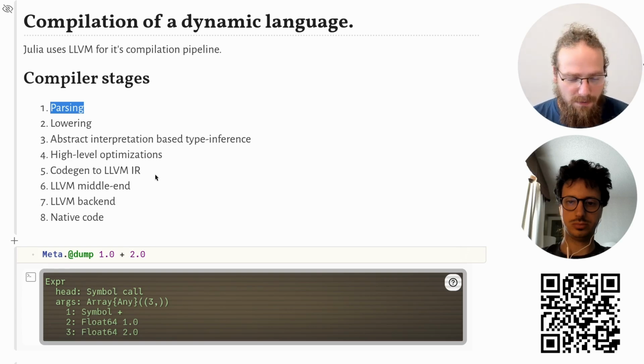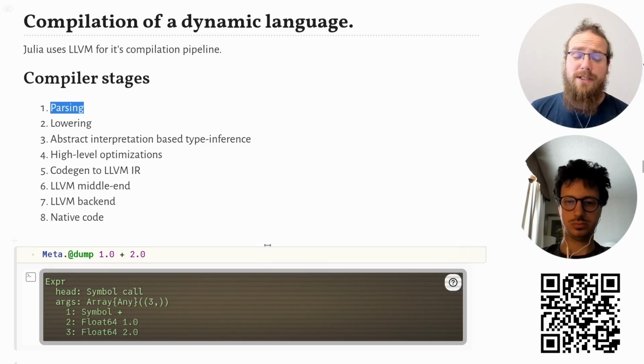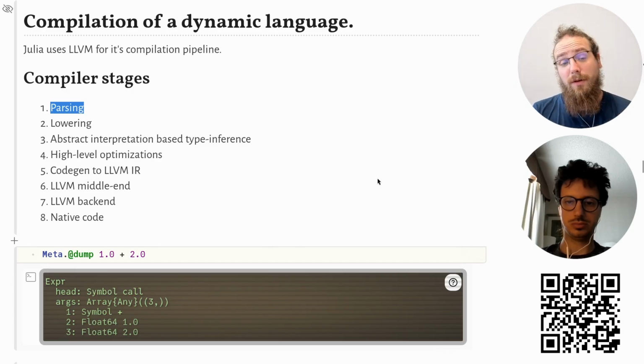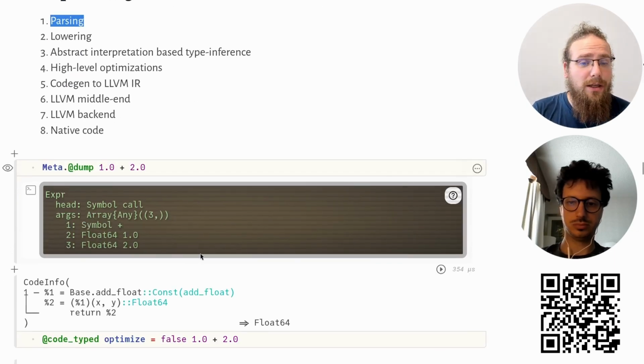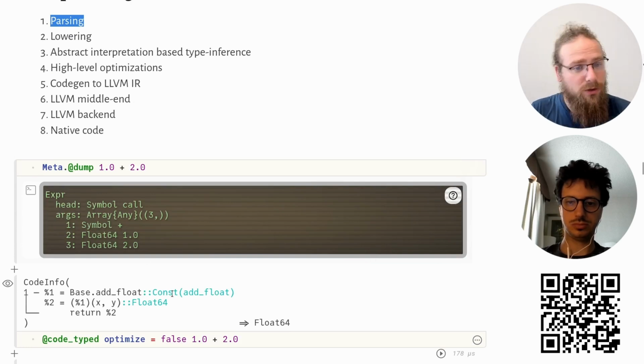LLVM is a compilation framework that is used by many, many people these days, and is also used for Clang, C++, Rust, and some other programming languages. LLVM then has a middle end where it does target-independent optimization, and then there's a back end that does some target-specific things, and at the end it emits machine code and executes that on your CPU. So here is what I meant earlier with reflection methods in Julia. We can dump an expression.